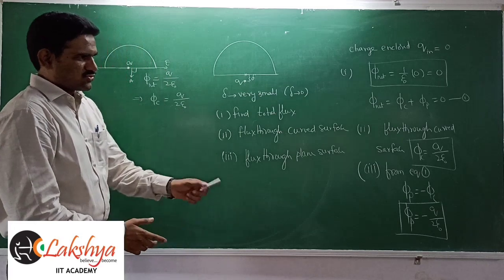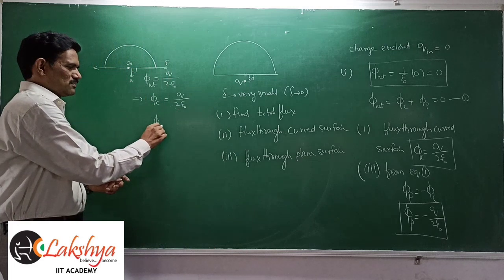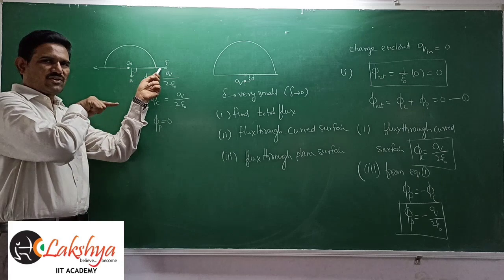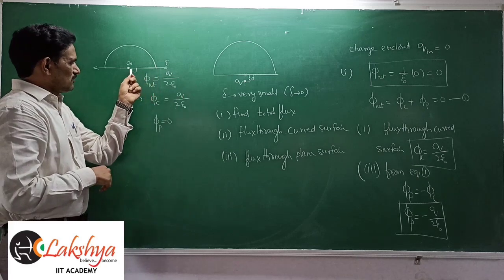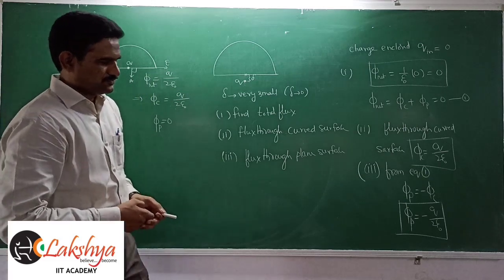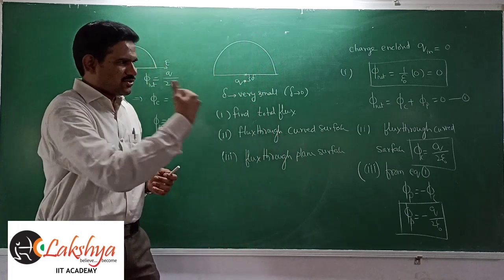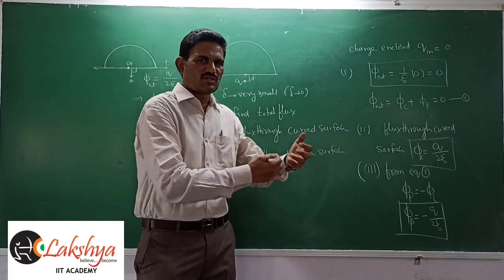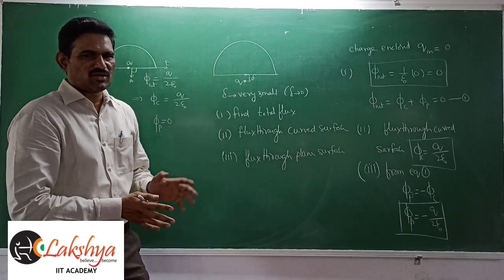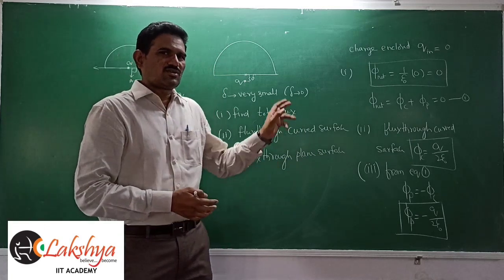Now the difference is this. In the earlier example, the flux through the plane surface is 0, because the electric field lines are tangential to that surface and the area vector is perpendicular to them, so the flux is 0. But here the flux through the plane surface is not 0. It is exactly equal to the flux through the curved surface but with opposite sign, because the flux enters through the plane surface and comes out of the curved surface. By observing the diagram itself we can conclude that.